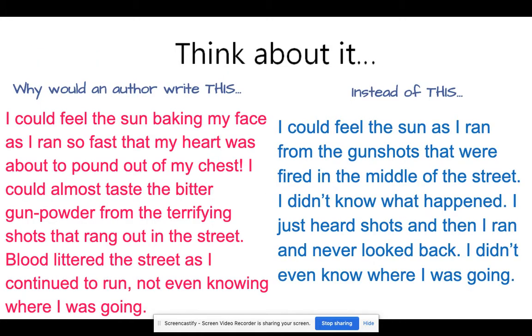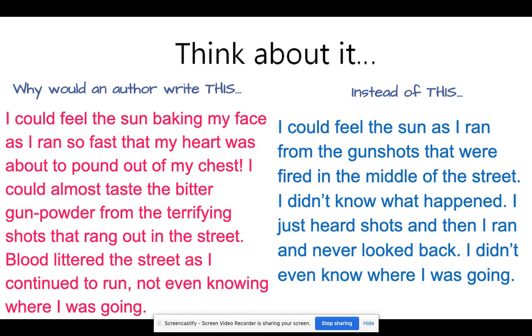I'm going to read two paragraphs that basically describe the same scene. And in the first example, I'm asking this question: why would an author write this? So here's the first example. I could feel the sun baking my face as I ran so fast that my heart was about to pound out of my chest. I could almost taste the bitter gunpowder from the terrifying shots that rang out in the street. Blood littered the street as I continued to run, not even knowing where I was going.